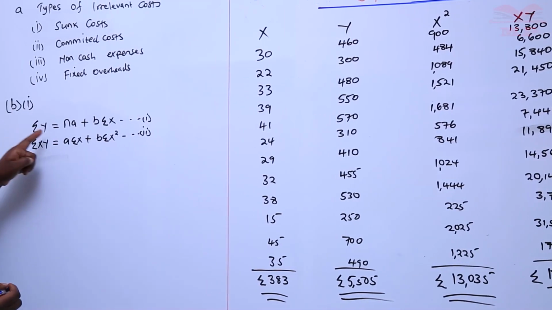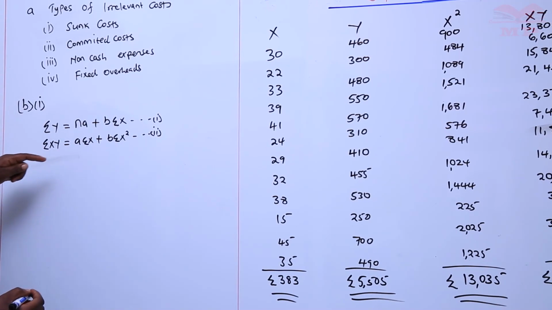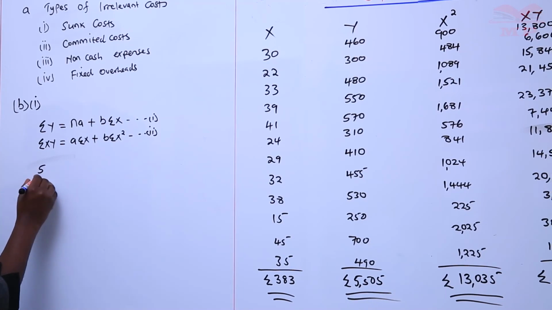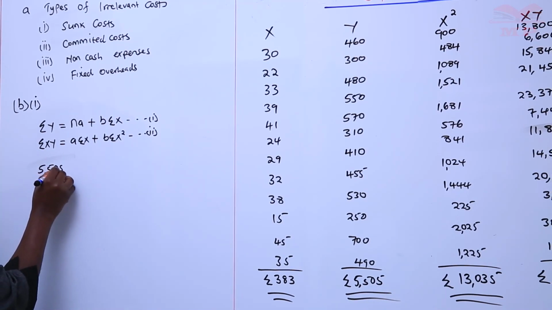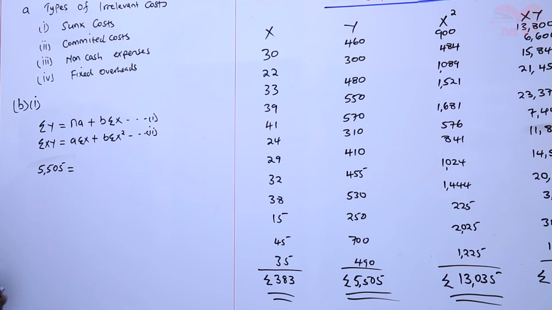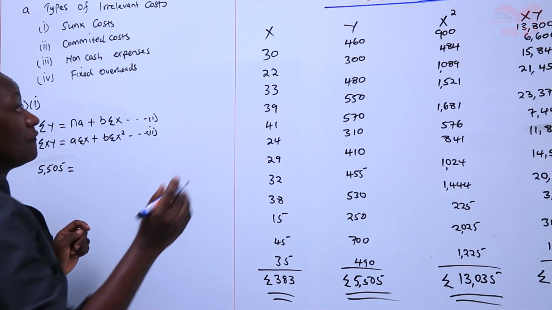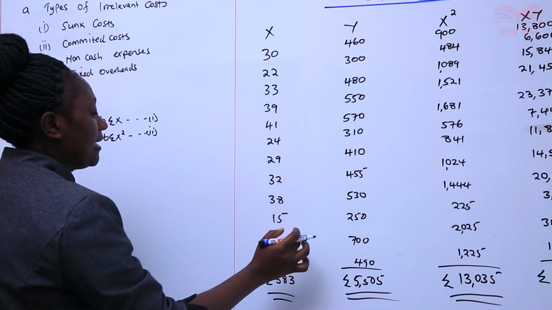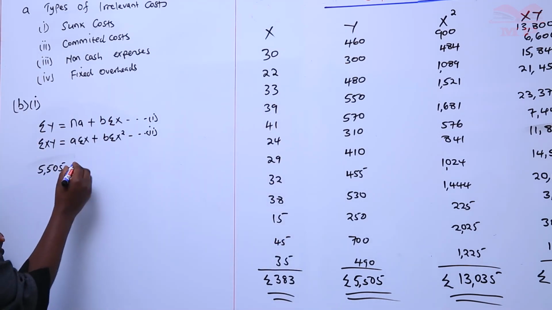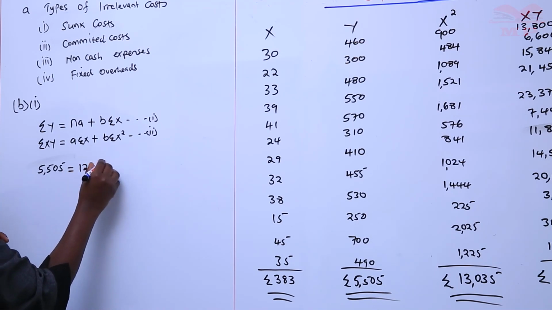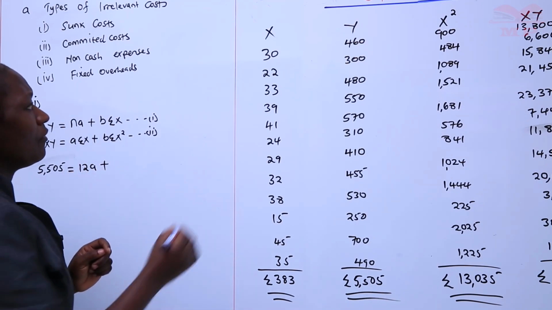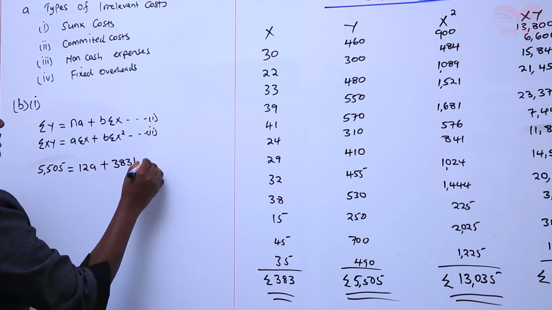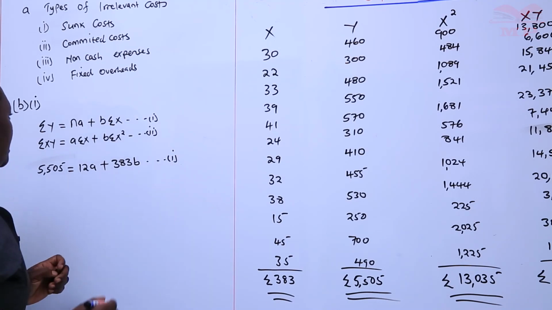Sum of y equals na plus b sum of x. So our sum of y is 5,505. This will be equal to, n is referring to the number of observations. So we have 1, 2, 3, 4, 5, 6, 7, 8, 9, 10, 11, 12. So our n is 12. So we'll have 12a plus sum of x, which is 383b. And so this becomes our first equation.